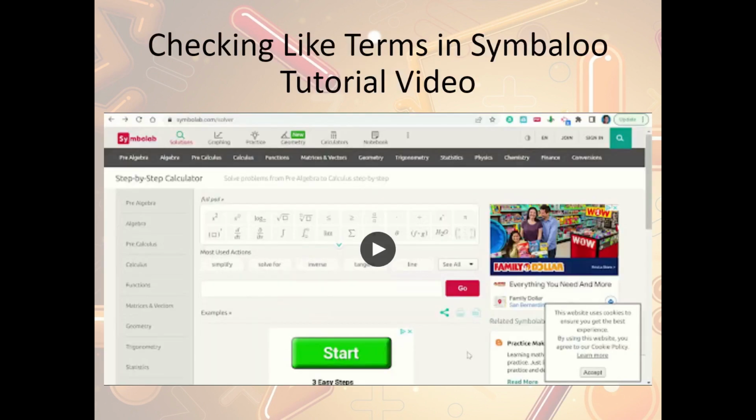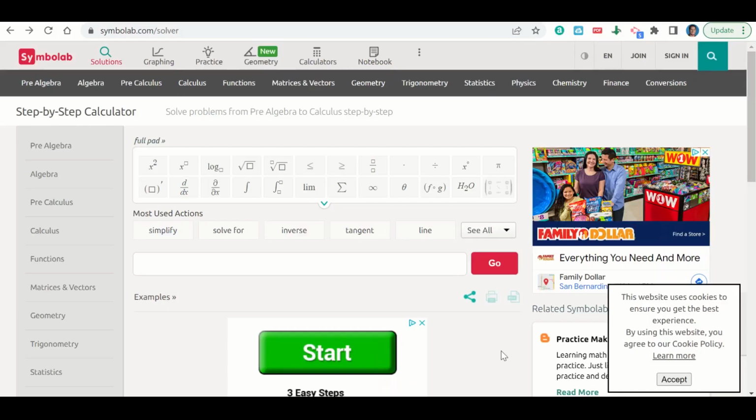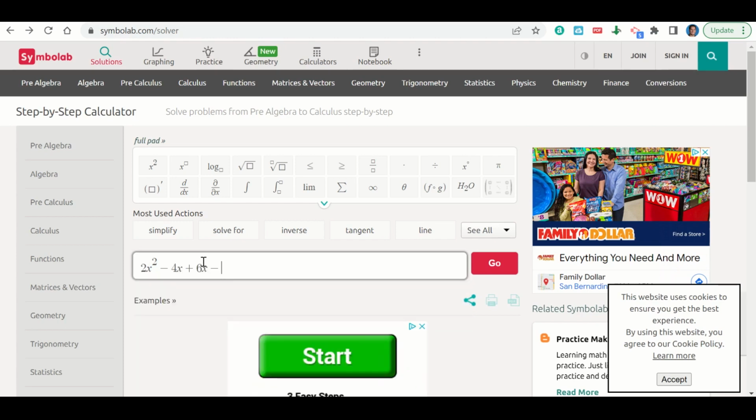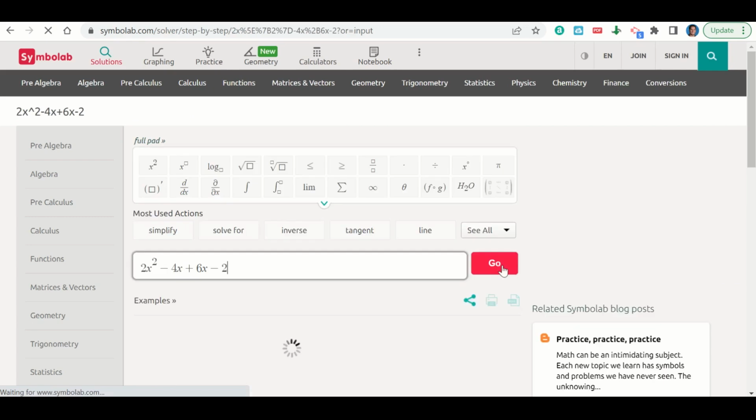Now there's a video here that I'd like you to watch that shows you how you can check your work when dealing with like terms using Symbolab. Let's take a look now at how we can check our work using Symbolab when combining like terms. Let's say we were given something like this: 2x squared minus 4x plus 6x minus 2. We're asked to combine like terms. We're going to go ahead and click Go.